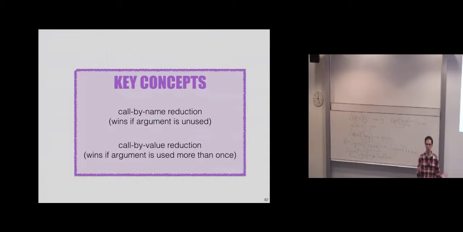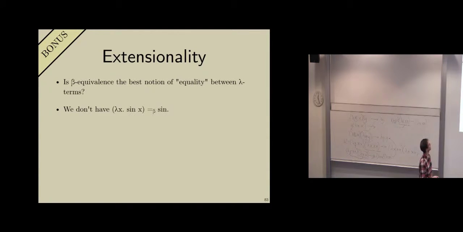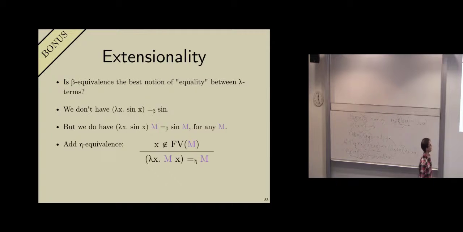So there was a bit of a tension between these two sides. We did a bit of bonus philosophy on extensionality, where we introduced an extra rule for saying when two lambda terms are equivalent, and this basically said things like lambda x dot sine of x is the same as sine. This was called eta equivalence.